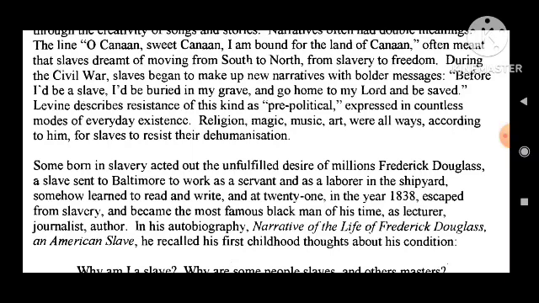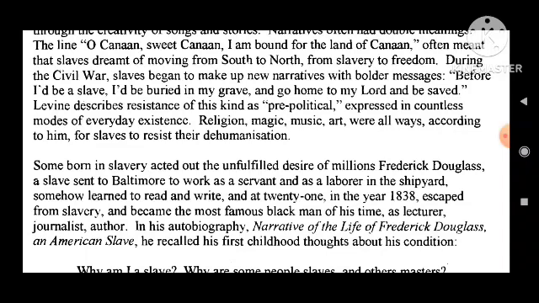So religion, music, magic, art were all ways, according to him, for slaves to resist their dehumanization. Some born in slavery acted out the unfulfilled desire of millions. Frederick Douglass, a slave sent to Baltimore to work as a servant and as a laborer in the shipyard, somehow learned to read and write, and at 21 in the year 1838 escaped from slavery.